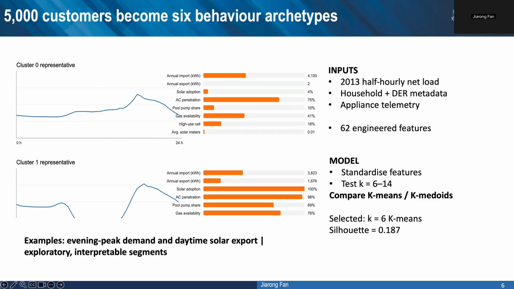My second task was load demand clustering and generation. I combined half-hourly net load with household, solar, and appliance information. This produced 62 features for 5,000 customers. I tested 6 to 14 clusters and compared k-means performance. The selected model has 6 k-means groups because the data in each cluster is not far from the central point. I describe them as potential categories, not real household labels.